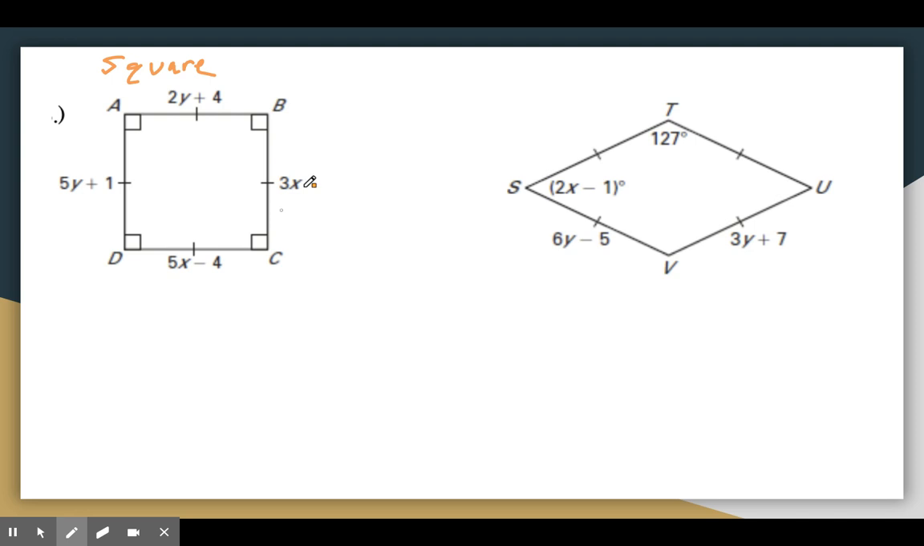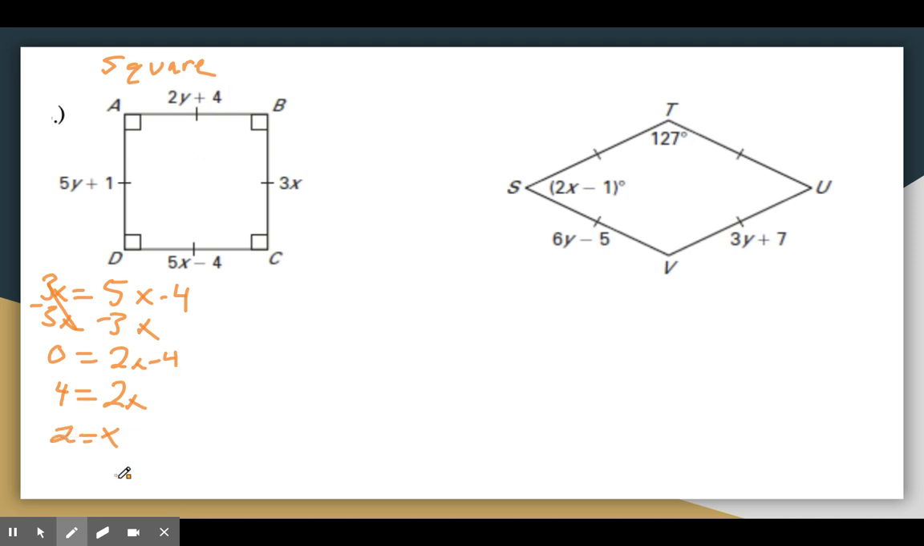If we solve for x first, these 2 are congruent to each other, so we can set it up as 3x is equal to 5x minus 4, right? I always like to deal with the smaller one, so if we subtract 3x from both sides, those will cancel. That means we have 0 left. 5x minus 3x is 2x minus 4. Add 4 to both sides. Get 2x is equal to 4. Divide by 2, x is equal to 2.